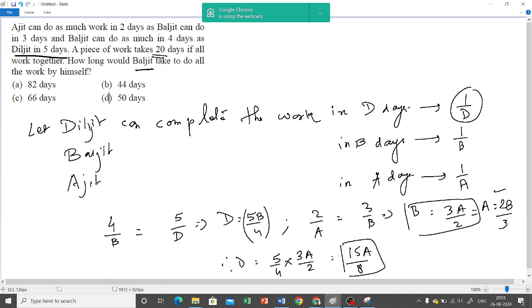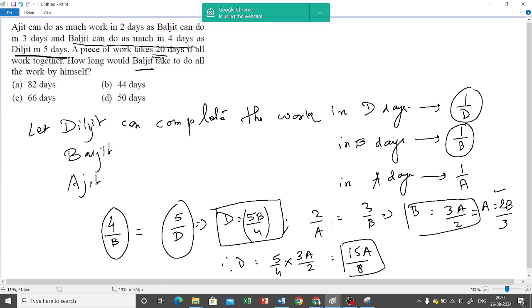It is given that Baljit can do as much work in 4 days. তার মানে 4 দিনে Baljit যতটা কাজ করতে পারবে। একদিনে যদি 1 by B করে, তাহলে 4 দিনে কতটা কাজ করবে? 4 by B, right? And that is equal to Diljit in 5 days. If Diljit can do 1 by D amount of work in 1 day, so in 5 days, 5 by D, right? Now if I make D the subject, I get D is equal to 5B by 4.